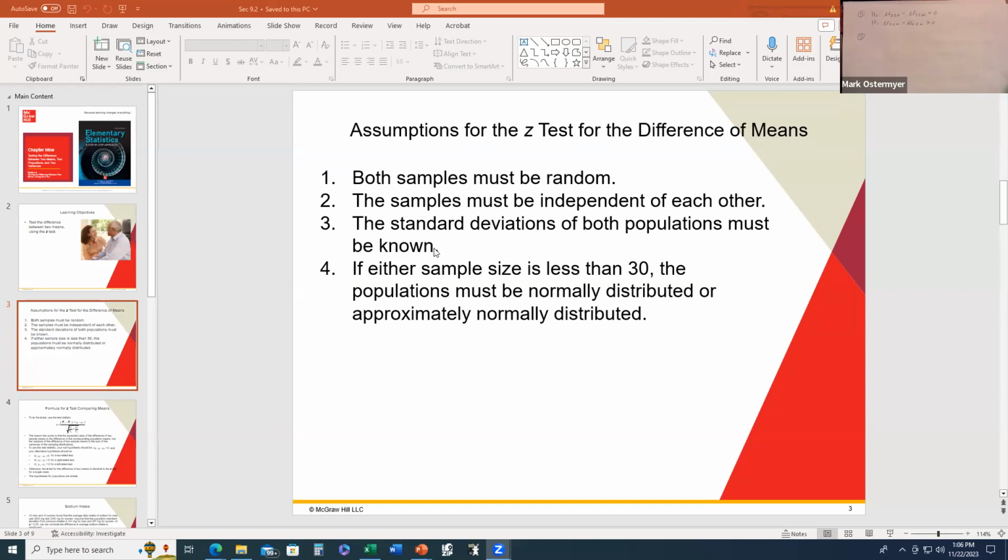And that was also true when we did one hypothesis testing for a population mean. If we conducted a z-test, we knew the population standard deviation. If we did not know the population standard deviation, we conducted a t-test.